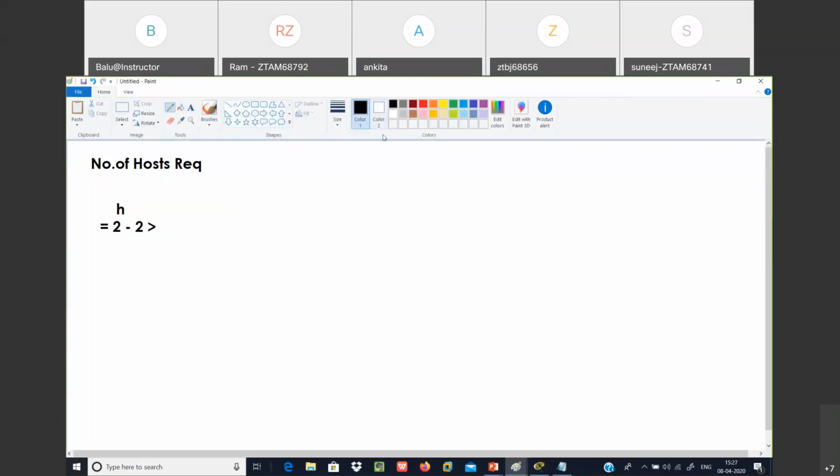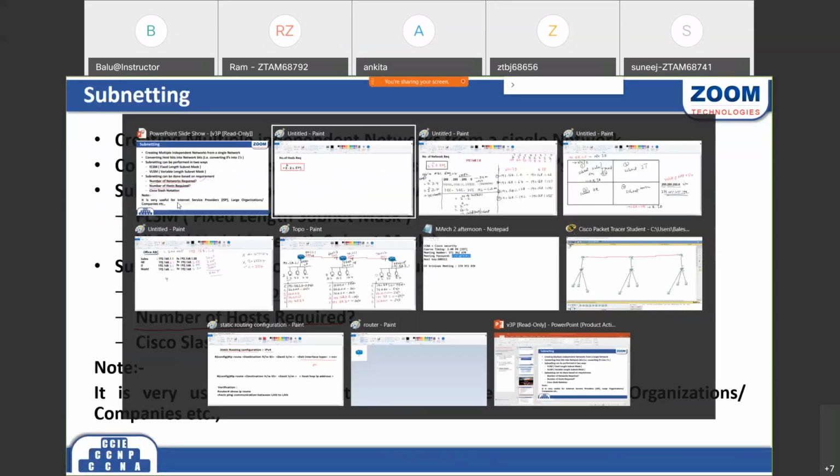So the number of host requirement is a formula: 2 power h. H indicates what? 2 power h minus 2 greater than or equal to the requirement. It is the same formula as for the number of networks and the number of hosts, but here the only difference is the minus 2.